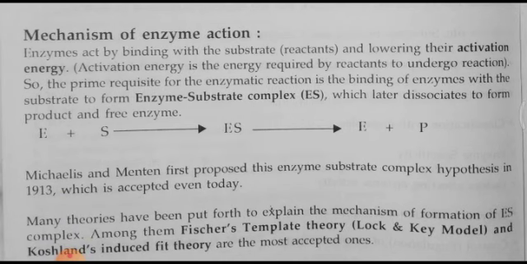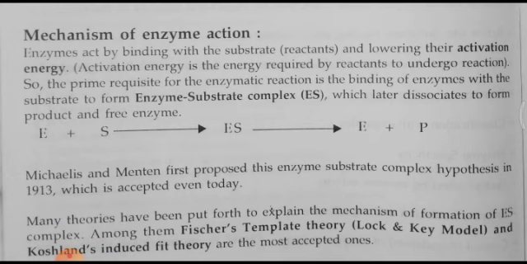Enzymes act by binding with the substrate and lowering their activation energy. Activation energy is the energy required by the reactant to undergo the reaction. You can see in the illustration, E means enzyme plus S means substrate. They will combine to form the enzyme substrate complex. Later the substrate is converted to product and the enzyme is released as such.